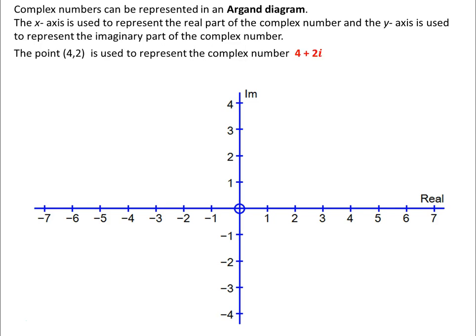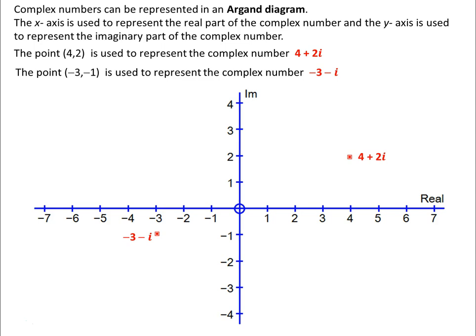And then we use the point (4, 2) to represent the complex number 4 plus 2i. And similarly, we use the point (-3, -1) to represent the complex number -3 minus i. And in general, we use the point (p, q) to represent the complex number p plus iq. So the Argand diagram is a very simple means of illustrating complex numbers.